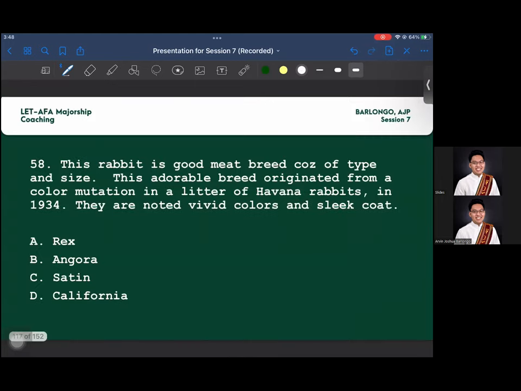So, take note of these different breeds of goat. Okay. Next, before we take a short break, this rabbit is a good meat breed because of the type and size. This adorable breed originated from a color mutation in a litter of Havana rabbits in 1934. So they are noted for vivid colors and sleek na coat, so shiny yan. So alin sa mga yan? A, Rex, B, Angora, C, Satin, or letter D, California.